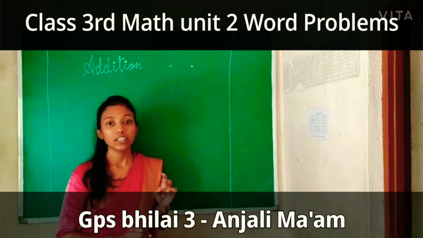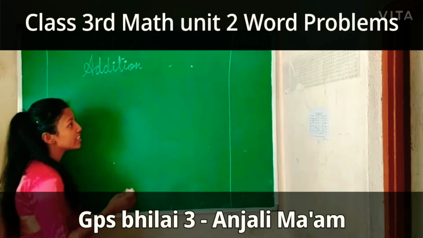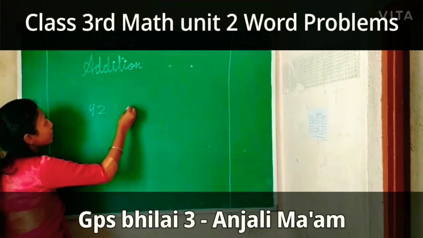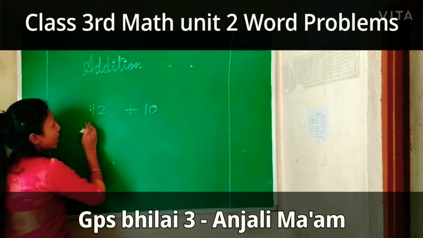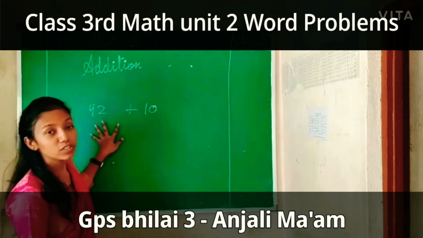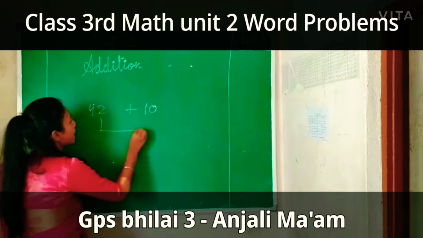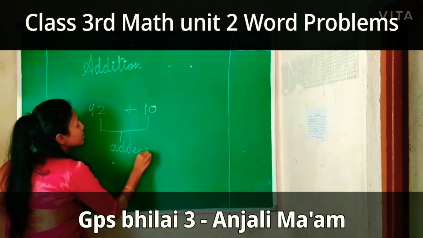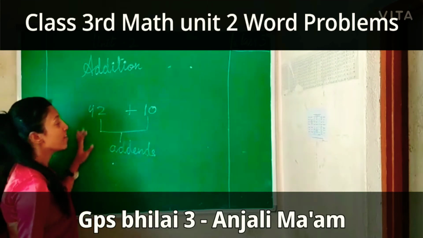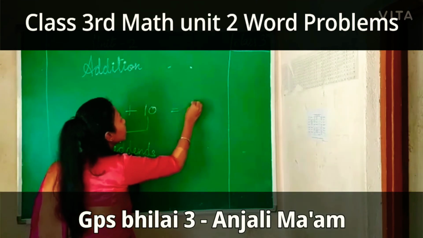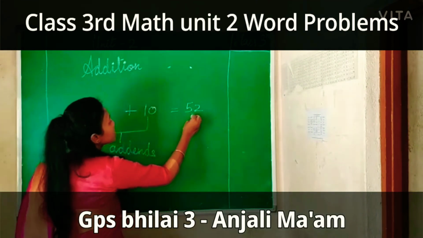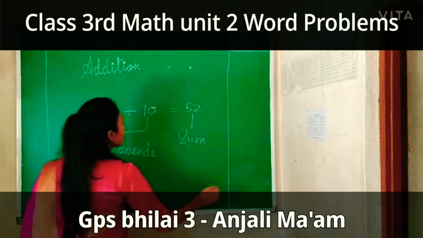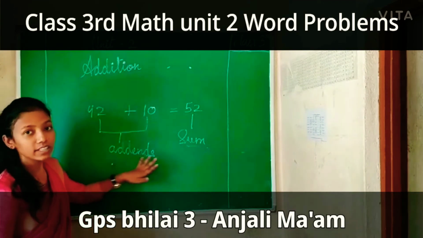Addition has two important terms, that is addends and sum. So what are addends? Addends are the numbers that are to be added. Here we have an example, you can see these two numbers are to be added. So these are called addends. And the total of these numbers, when we add them, is 52. This total is called the sum. So now we are clear about what addends and sum are.